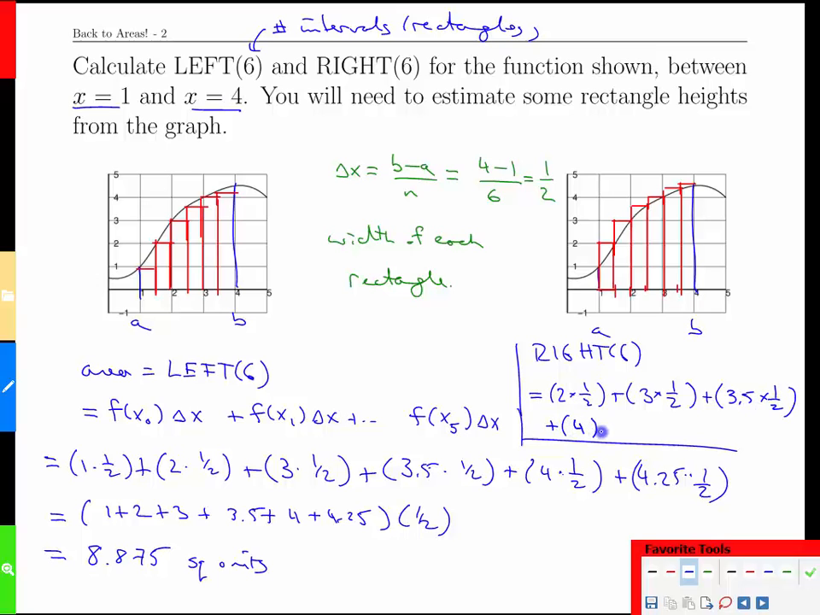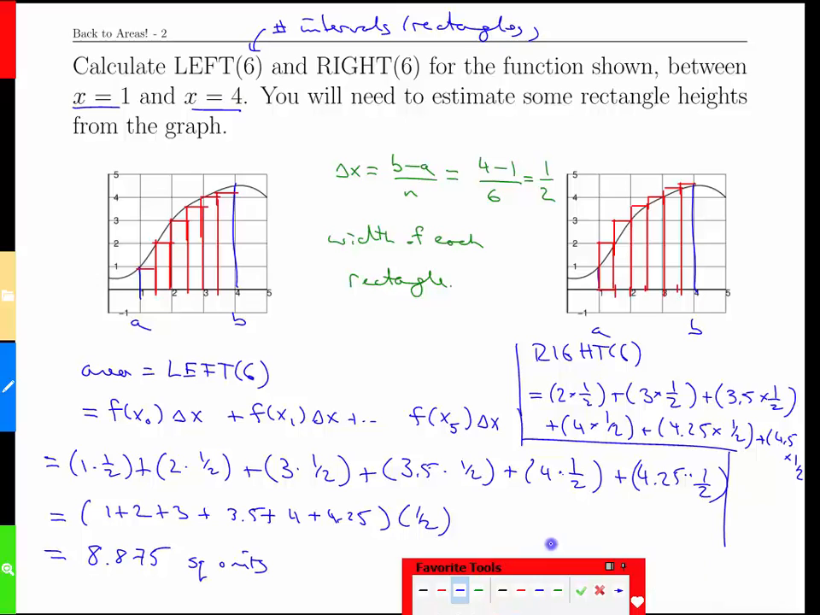And we have 4 times 1/2. We have the 4.25 times 1/2. That's 5 intervals there, 1, 2, 3, 4, and 5. And then on the last one, we'll use our 4.5. And when we do that, and do the calculation again, we compute a total with the halves and everything else of 10.625 square units.